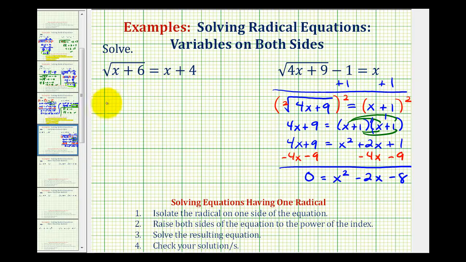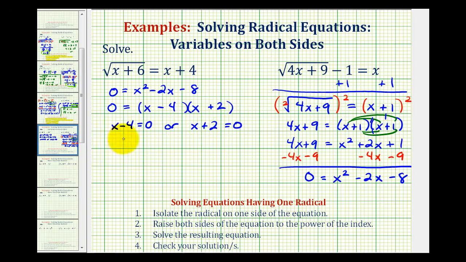Let's go ahead and solve this over here on the left. Let's see if it's going to factor. First terms will be x and x, and now we want the factors of negative 8 that add to negative 2. That'll be a negative 4 and a positive 2, so we'll have x minus 4 and x plus 2. So this product is equal to 0 when x minus 4 is equal to 0, or when x plus 2 is equal to 0. So here we have a solution of x equals 4 or x equals negative 2. But now we need to check these to make sure they actually work.